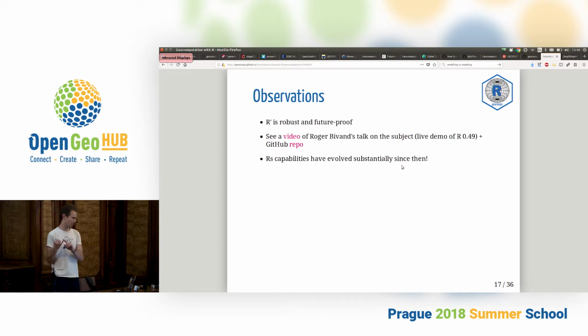It's saying R is robust and future-proof. It's amazing that code that ran in 1993 still runs today. And you can see a video of Roger demonstrating how R worked in a version of R from 1997 that still runs today. So this means that R is a very robust system and it's future-proof. And I think a lot of proprietary GIS products, you couldn't say the same thing. If I tried to run a version of ArcInfo from 20 years ago, I think I'd find it much harder. So that robustness is a very important point. And the third one is that R's capabilities have evolved very much since then.